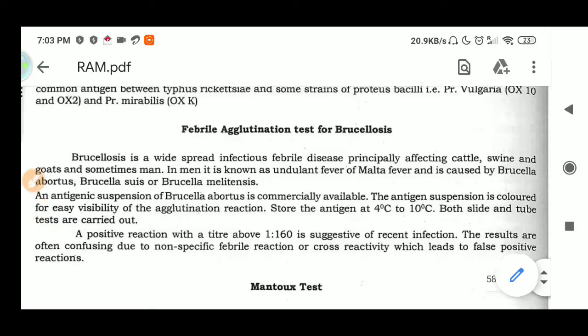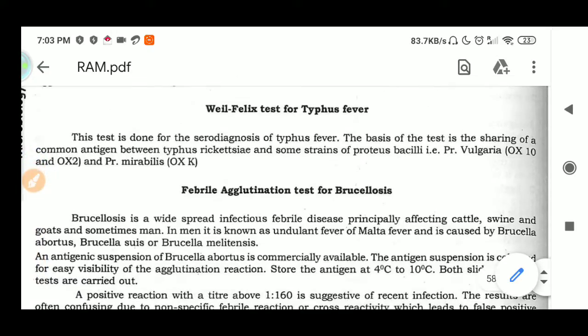So the next topic we'll discuss is the Weil-Felix test for typhus fever. So what is the Weil-Felix test? This test is done for the serodiagnosis of typhus fever. The basis of the test is sharing of a common antigen between typhus rickettsia and some strains of Proteus bacilli. For example, Proteus vulgaris OX19 and OX2, and Proteus mirabilis OXK.